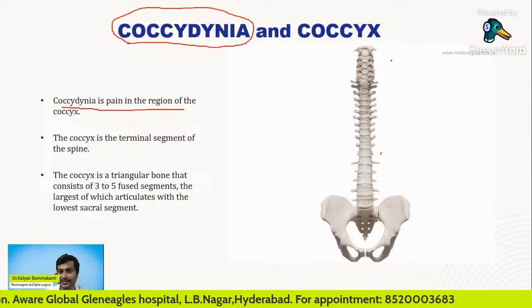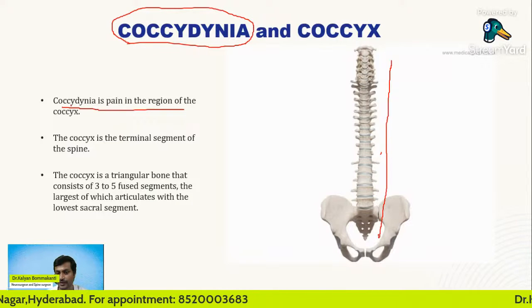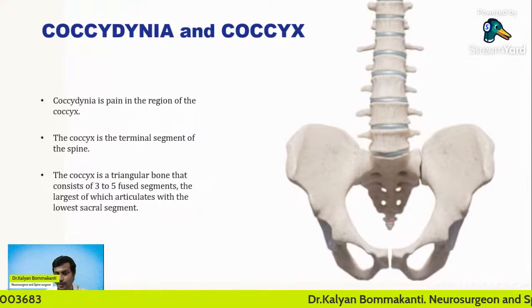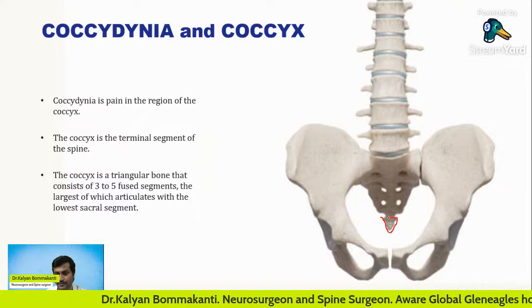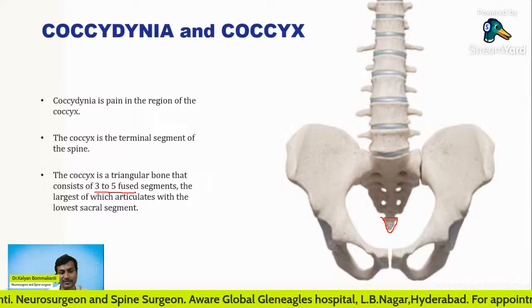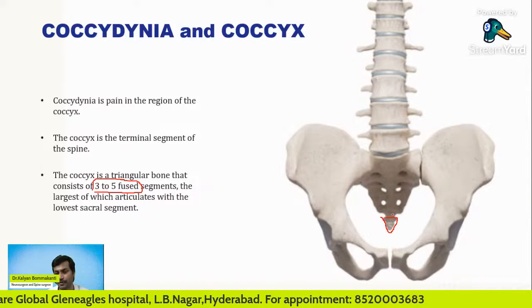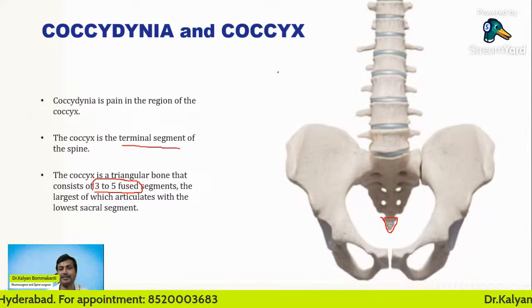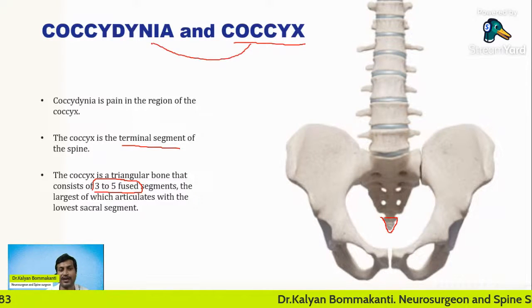See, this is our vertebral column. Concentrate on the lowest part of the vertebral column. It is a triangular piece of bone, which in turn is made up of 3 to 4, 5 small segments of bone. This triangular piece of bone, present in the terminal segment of the spine, is known as the coccyx. And pain in the coccyx is known as coccydynia.